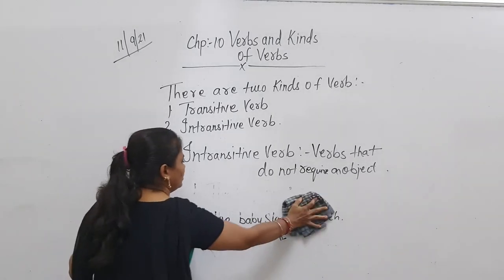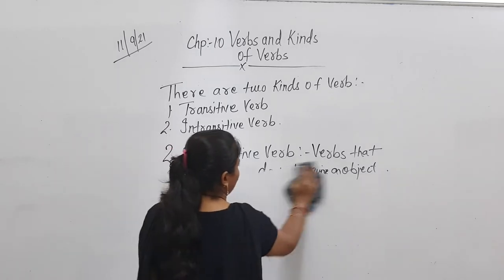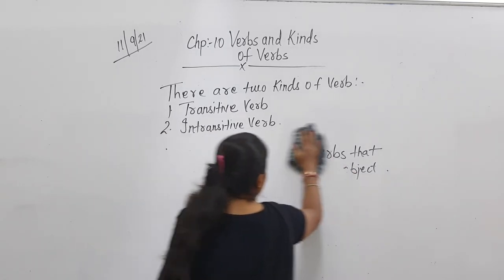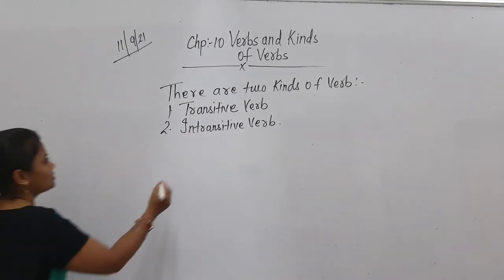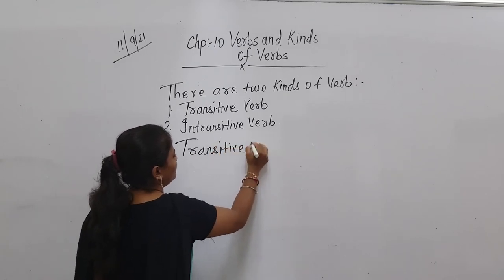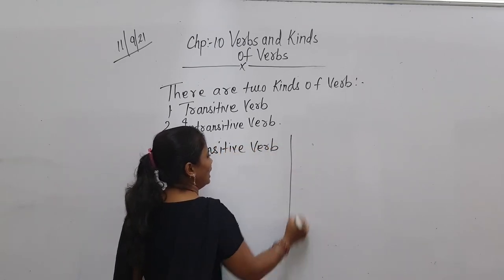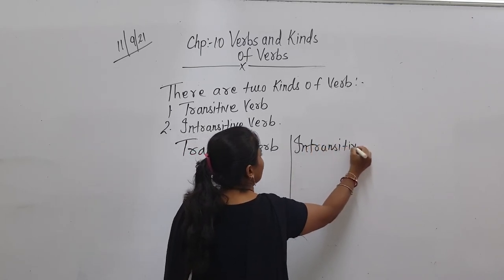For example, now we will go with both examples, then you will get clear for that. Like indirect and direct. Okay. Sorry. Transitive and intransitive. Transitive verb and intransitive verb.